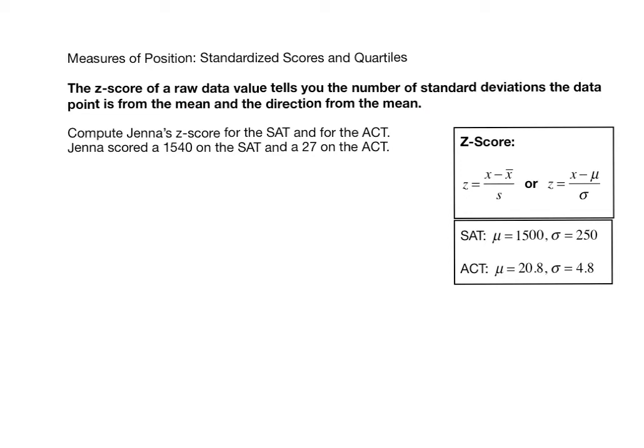So we want to measure how many standard deviations away from the mean a particular score is. And to do that, we have these two formulas. The z-score is the data value minus the sample mean divided by the sample standard deviation. Or if we're talking about population data, the z-score is the data point minus the population mean over the population standard deviation. So they're really essentially the same thing.